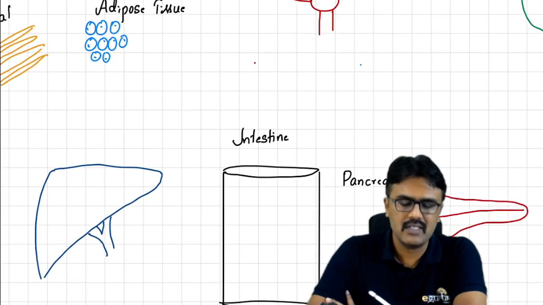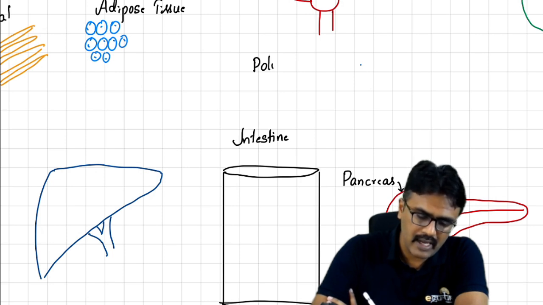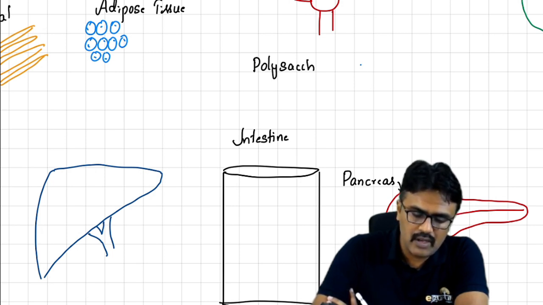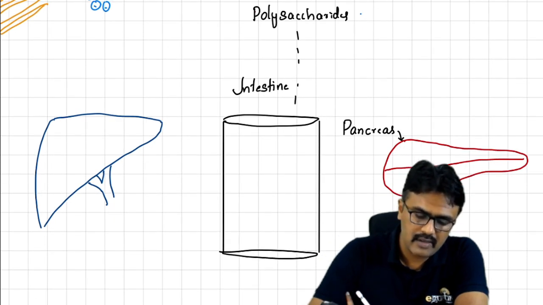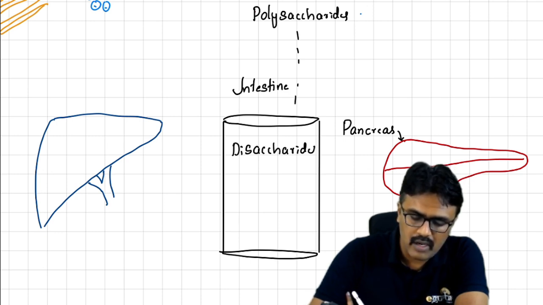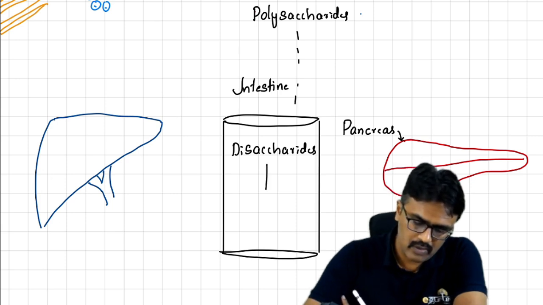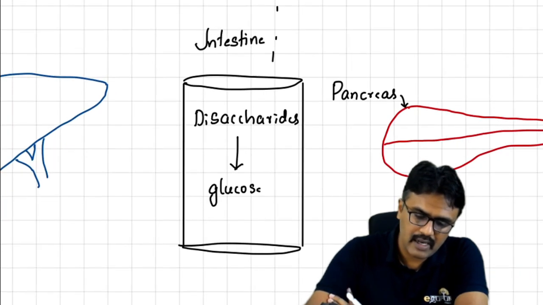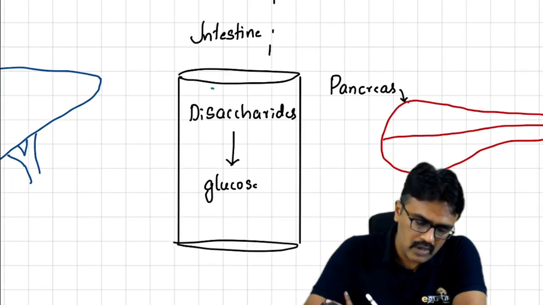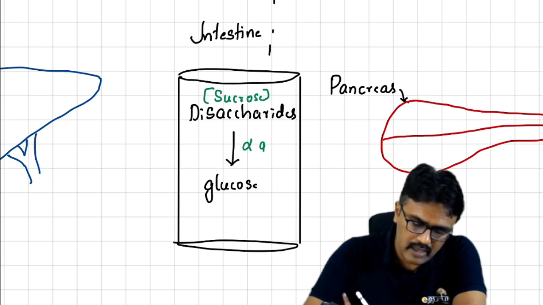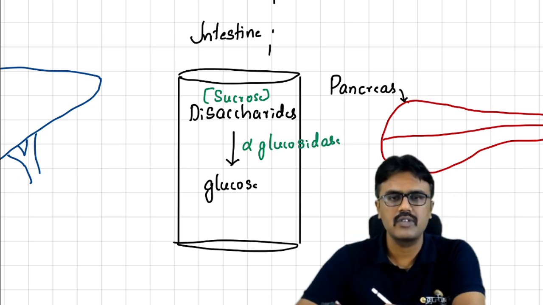Usually, when a person eats, he takes in the form of polysaccharides. So these polysaccharides enter the small intestine. There they become disaccharides, particularly sucrose, and that will be converted into a monosaccharide, that is glucose. Now this conversion from disaccharide to glucose, let us assume from sucrose to glucose, is by an enzyme called alpha glucosidase.